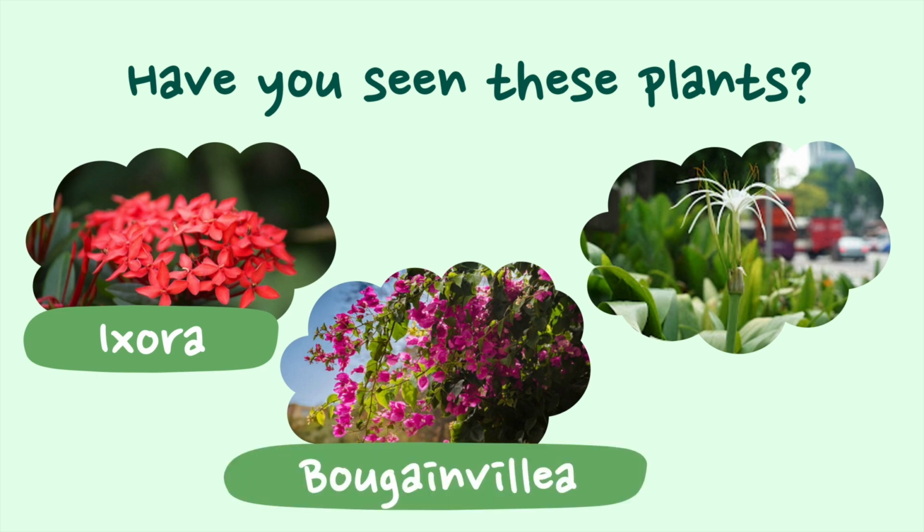Next, the second plant is called the bougainvillea plant. These plants bloom all year round and come in many different colors, but you would usually see them in pink. You can always find them near bus stops or on the sides of overhead bridges.